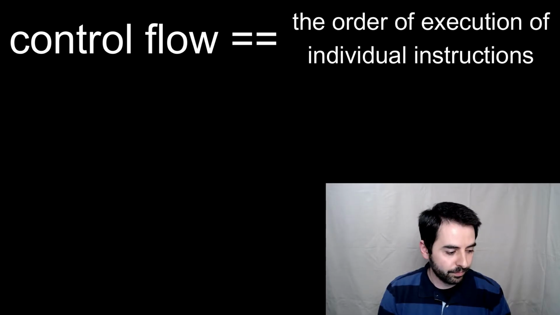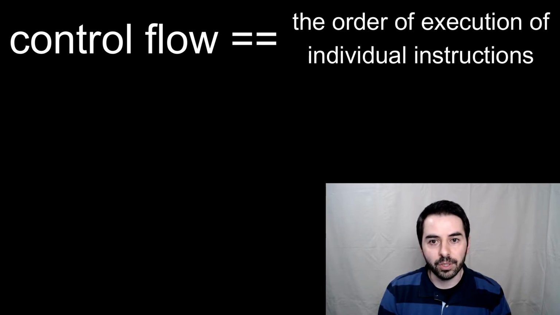Hi folks, in this video I'll talk about control flow and some common programming language constructs that are related to control flow, or allow us to determine, define, or modify the control flow. Starting with the definition of control flow: control flow is the order of the execution of individual instructions of your program.